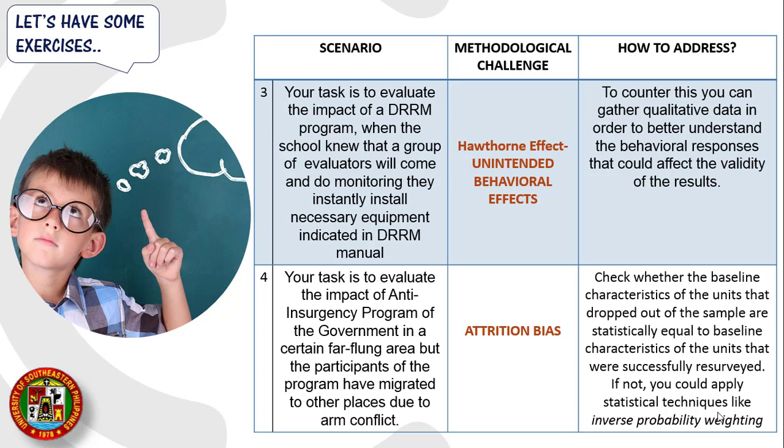How to address this one? You need to check whether the baseline characteristics of the units that drop out of the sample are statistically equal to baseline characteristics of the units that were successfully resurveyed. If not, we could apply statistical techniques like inverse probability weighting.